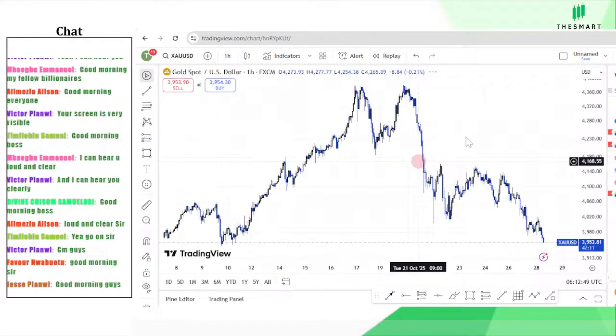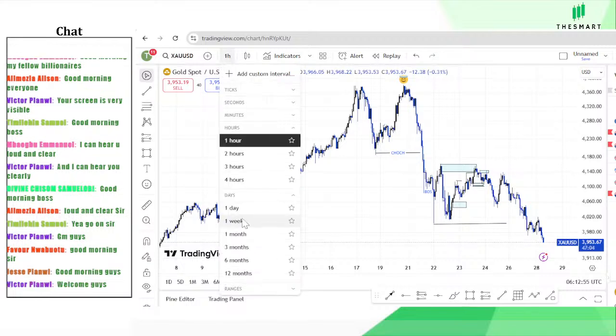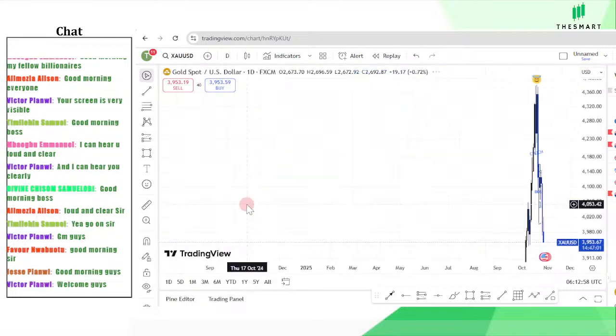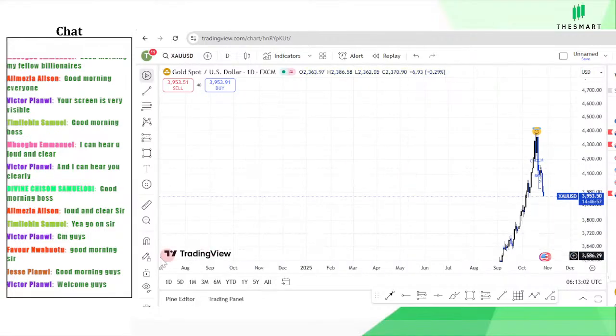For those that traded gold last week, they know that gold played a lot, like in massive profits. So let's take everything off here.